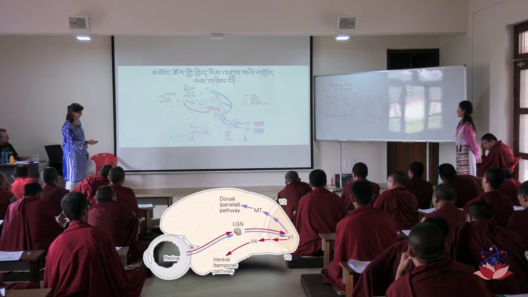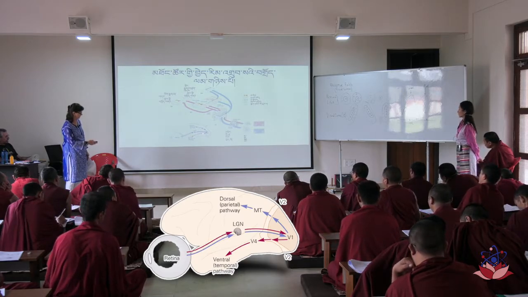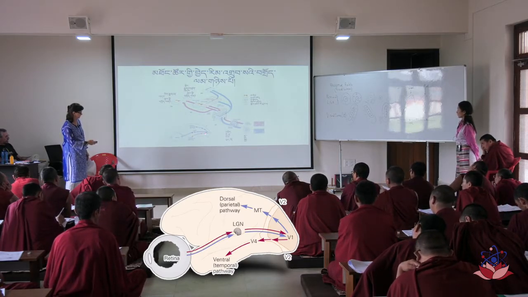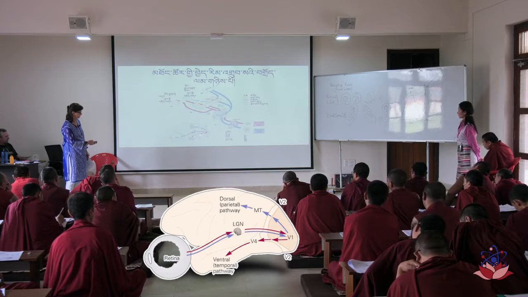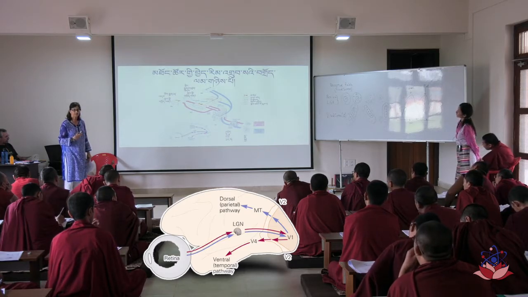So we call this red pathway described here from V1 to V2 to visual area 4 as the identifying what an object is. So we call it the what is it pathway.